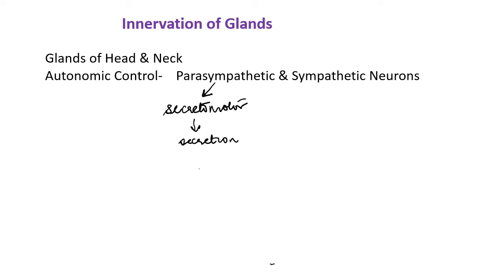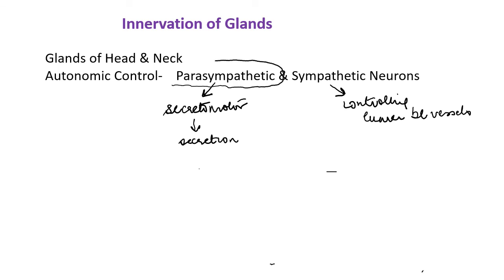Whereas the sympathetic neurons, you will see, are mainly involved in controlling the blood vessels. They will be involved in controlling the lumen of the blood vessel, which in turn may indirectly modulate the secretions. But the main focus is going to be the parasympathetic component of the glands.